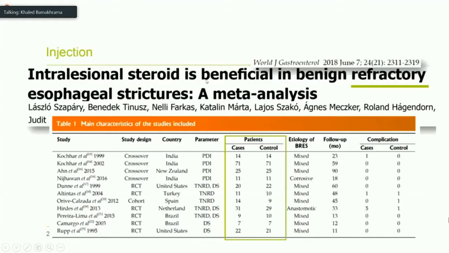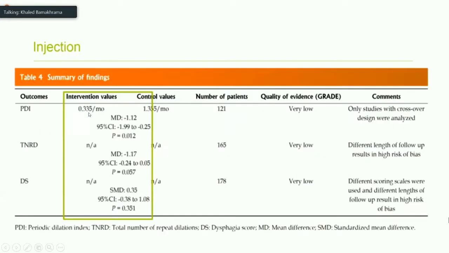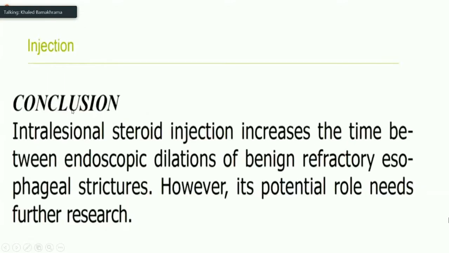The benefit of intralesional steroid in benign refractory esophageal stricture: this is a meta-analysis comparing placebo versus steroid. You can see that the dilatation-free period was better with the steroid. And this is the conclusion of this meta-analysis: intralesional steroid injection increased the time between endoscopic dilatations of benign refractory esophageal strictures.